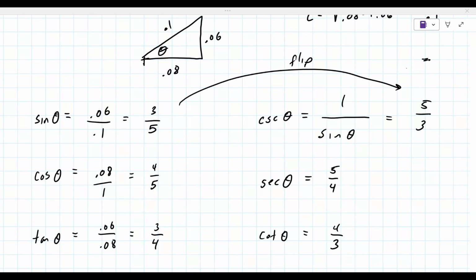All right, let me just enter these in real quick. Sine is 3/5. Cosine is 4/5. Tangent is 3/4. Cotangent is 4/3. Secant is 5/4. Cosecant is 5/3.